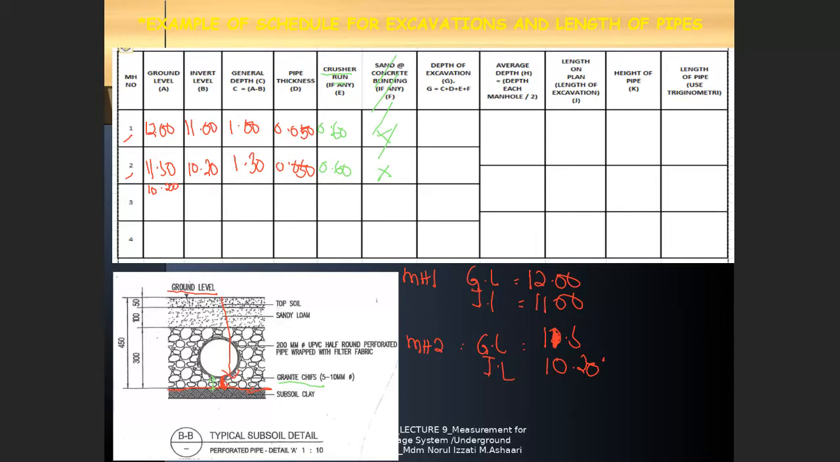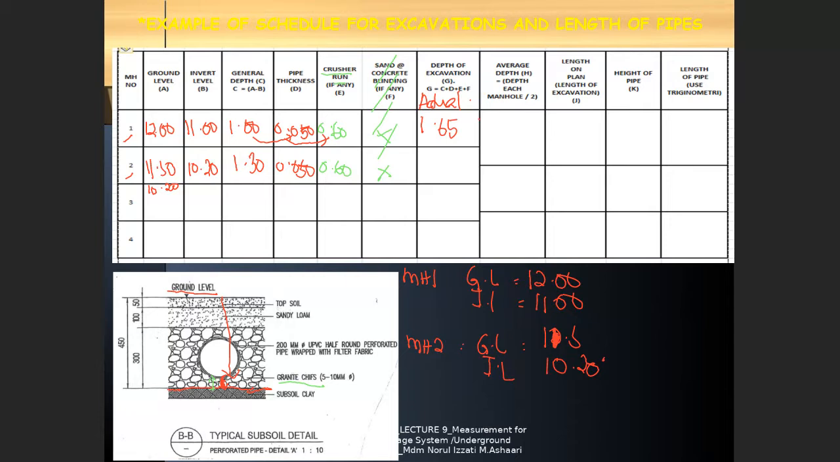Then this one is considered as actual depth. So I change to the red color. This one is known as actual depth. So what you can do, you can total out 1 plus this one plus this and plus this. 1 plus 0.05 plus 0.6. You get 1.65. So this is the actual depth for manhole number 1.